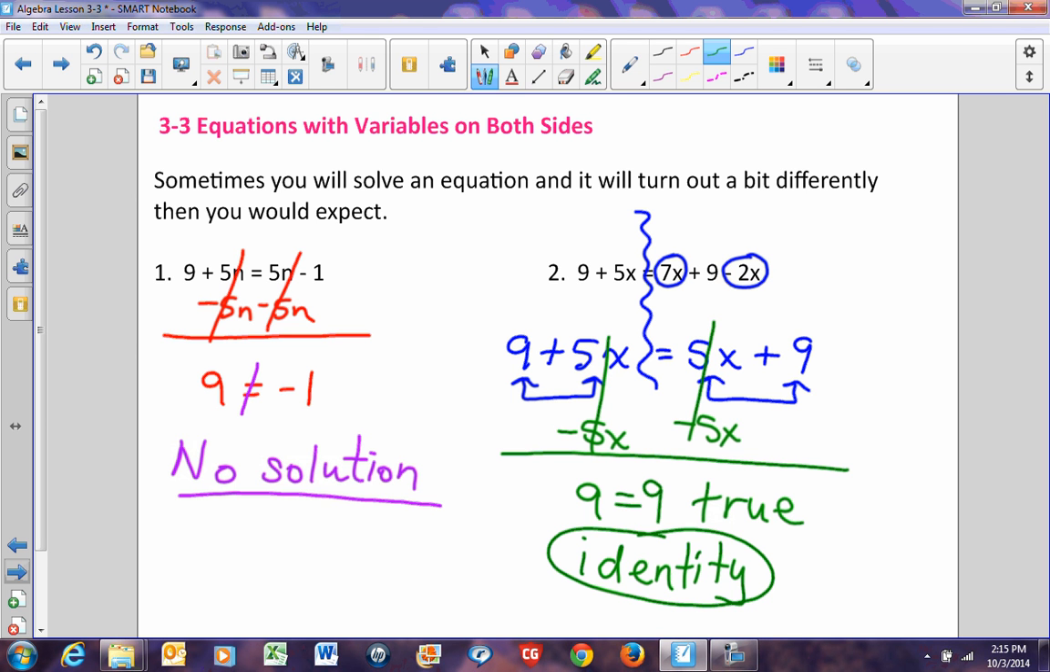To wrap this up a little bit, an equation can have one of three things happen to it. You will get a solution like x equals 6. You will get an untrue statement like 9 equals negative 1, and therefore you have no solution. Or you will get a true statement like 9 equals 9, and that is an identity.